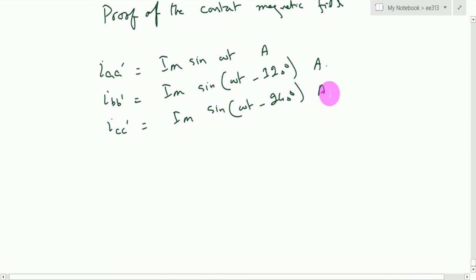Now these three currents will ultimately produce a magnetic field which will rotate. However, because of the flow of this current in the stator winding, there will be a resultant magnetic field H.